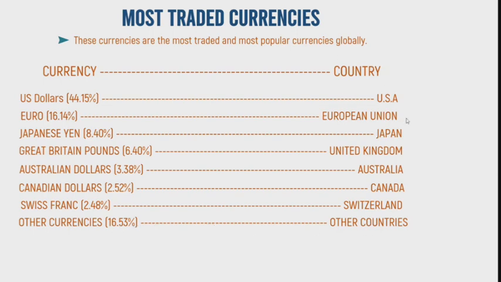Now, in this section, we have the countries these currencies are associated with. The US dollar is associated with the United States of America. The euro is associated with the European Union. The Japanese yen with Japan, the Great Britain pound with the United Kingdom, the Australian dollar with Australia, the Canadian dollar with Canada, and the Swiss franc with Switzerland and other countries. So these are the most traded currencies globally. This is something you should note.